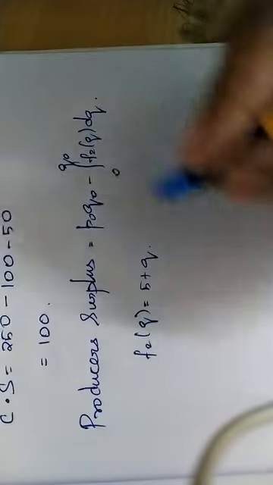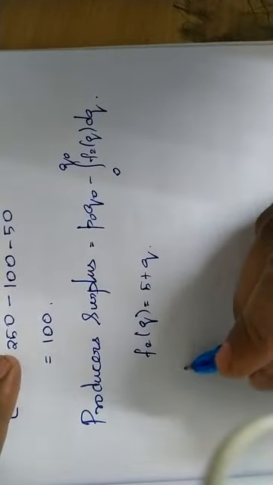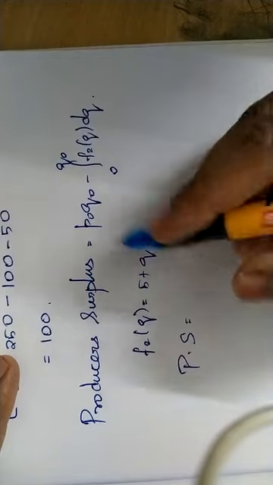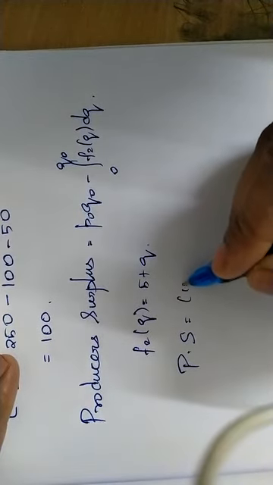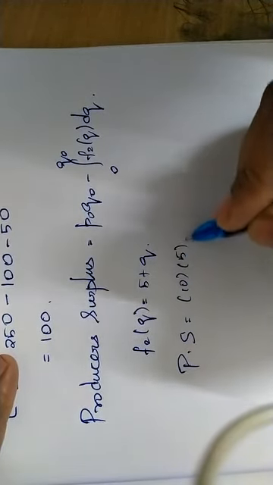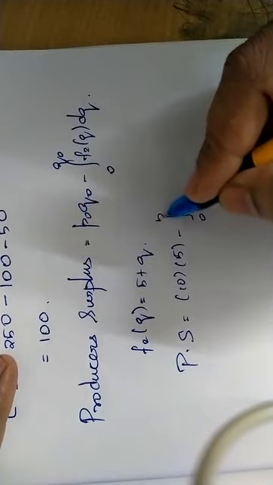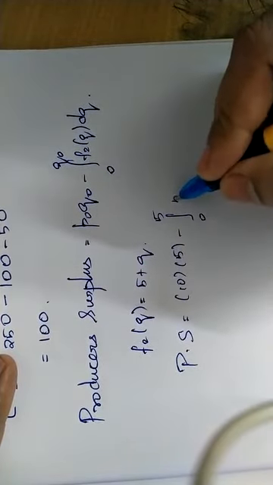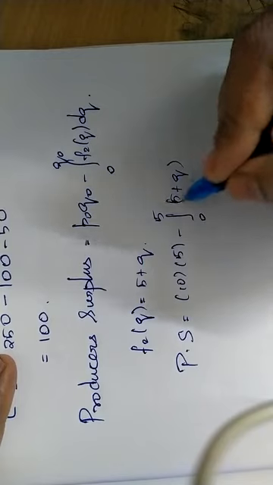I am going to replace it here to find our answer. So producer surplus is equal to P naught Q naught, with P naught value 10 and Q naught value 5, minus the integral from 0 to 5 of F2 of Q. It has given us 5 plus Q into dQ.